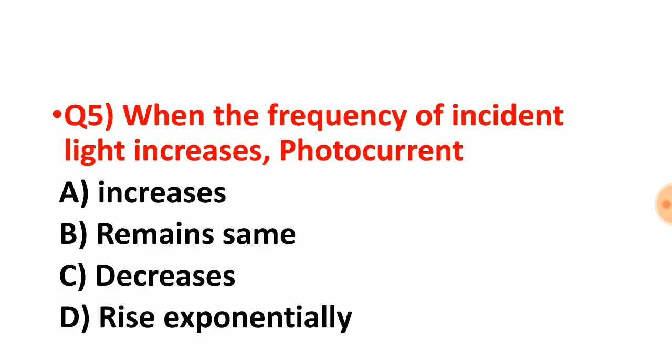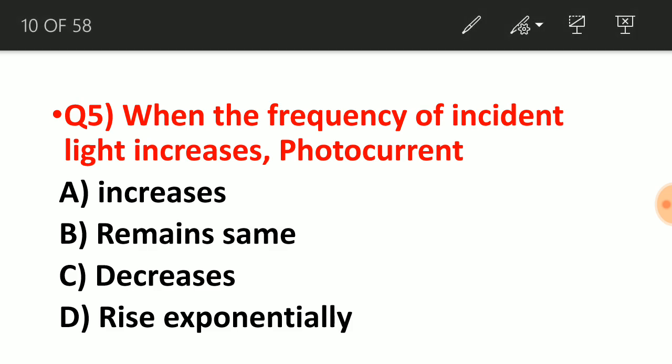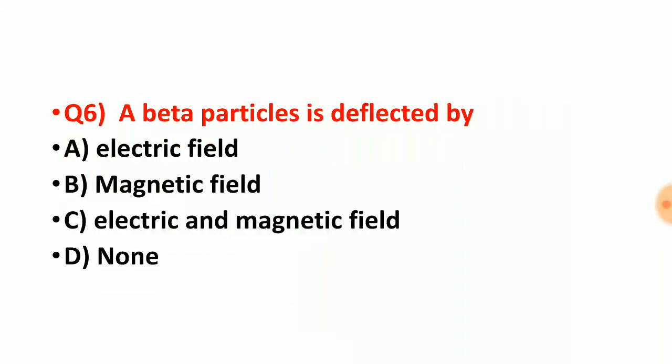Question number 5. When the frequency of incident light increases, the photocurrent is independent of the frequency of incident light. Because of that, it remains the same. So that is the correct answer for question number 5. Question number 6. A beta particle is deflected by... A beta particle is a charged particle, so it is deflected by both electric and magnetic field. So option choice C is the correct answer for question number 6.